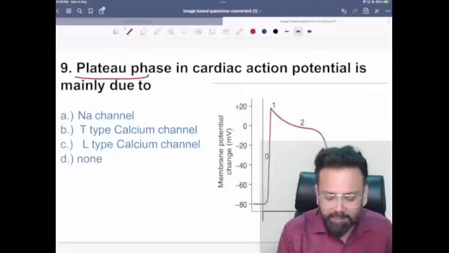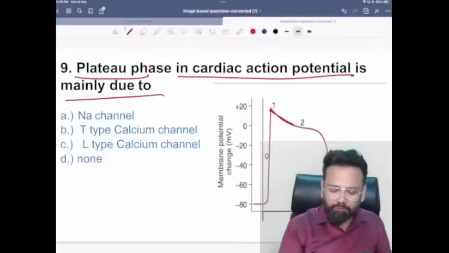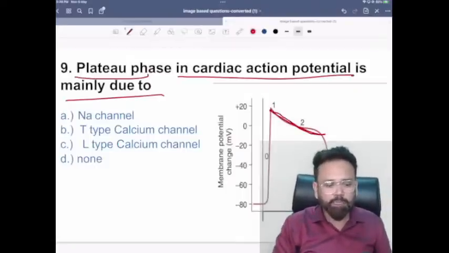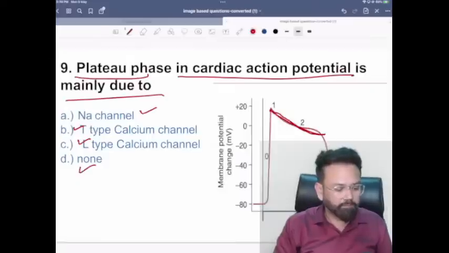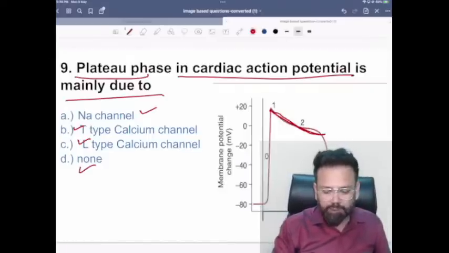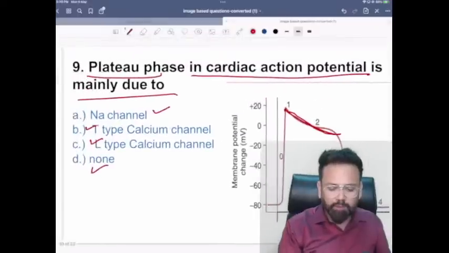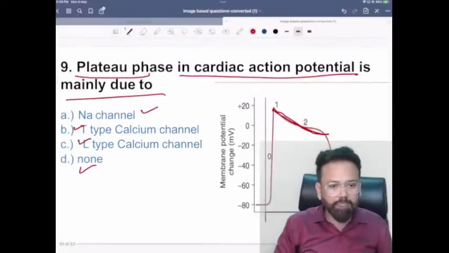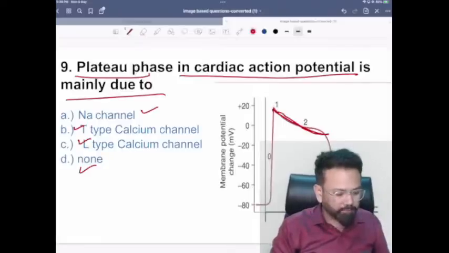Plateau phase in the cardiac action potential is mainly due to. This plateau phase in the cardiac action potential is mainly due to sodium channel, T calcium, L calcium, none. This is the plateau phase, phase 2. It is due to sodium channel, T type of calcium channel, L type of calcium, or none of the above.